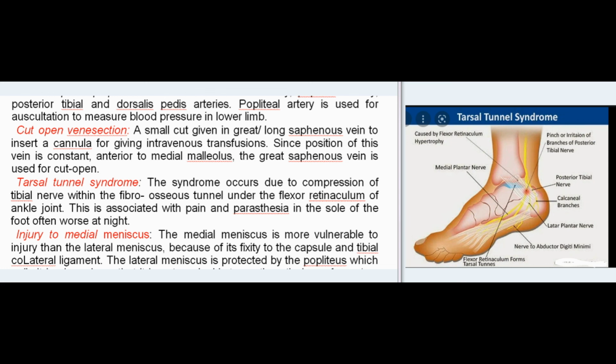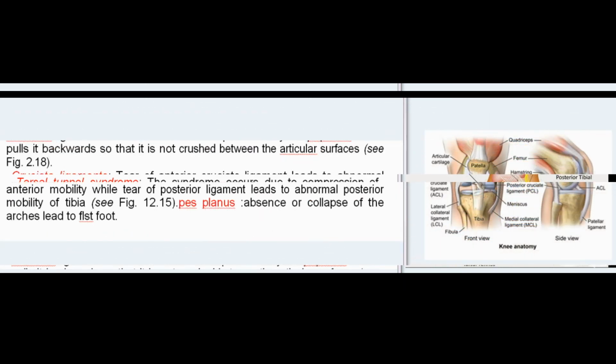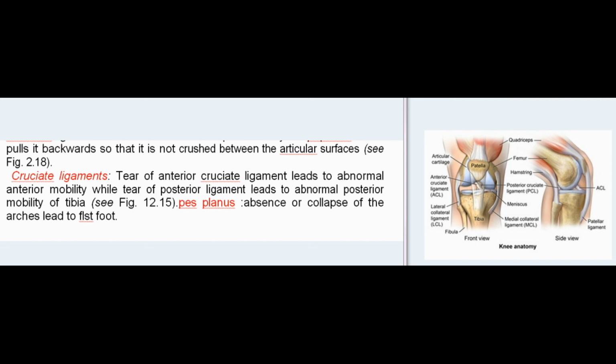Injury to medial meniscus: the medial meniscus is more vulnerable to injury than the lateral meniscus, because of its fixity to the capsule and tibial collateral ligament. The lateral meniscus is protected by the popliteus, which pulls it backwards so that it is not crushed between the articular surfaces, see Fig 2.18.